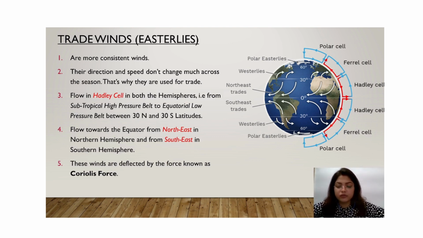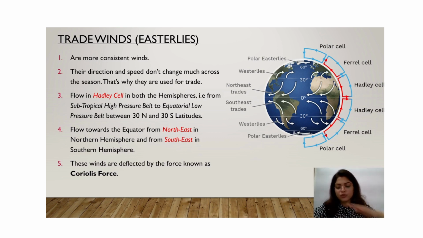They converge here and they rise up, then they flow towards the polar side at 30-degree latitude, both in north and south. They start sinking and then they start blowing from the high pressure area to the low pressure area, or high pressure belt towards the low pressure belt. And there is one more term I told you, intertropical convergence zones.